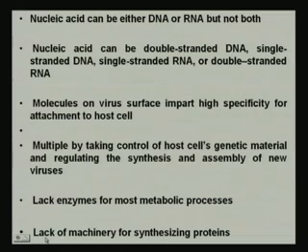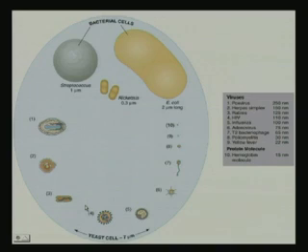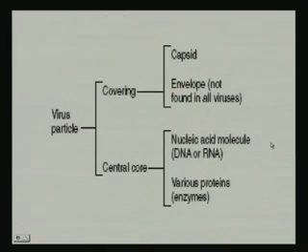In reality, they lack the machinery for synthesizing protein molecules, and they also lack the enzymes for most of the metabolic processes. If we see the sizes of viruses, we find that the biggest virus reported to date is the pox virus, and the smallest one is the yellow fever virus. The size of the pox virus is in the range of 250 nanometer, whereas the yellow fever virus is 22 nanometer.